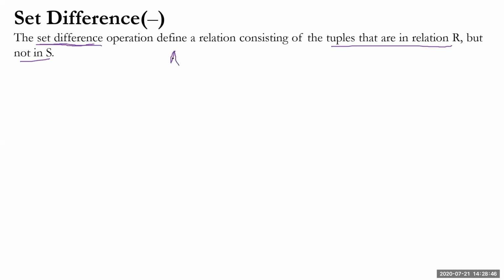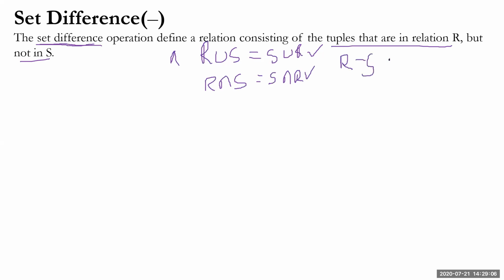So let's try to understand. Relation R union S will be equal to S union R. This commutativity is satisfied. Relation R intersection S will be equal to S intersection R. This is also satisfied. Whereas relation R minus S must not be equal to S minus R. Unique tuples available for R will be displayed by this one, and unique tuples for S will be displayed by the other. Both could not be the same. So try to understand. This is the way you need to specify.